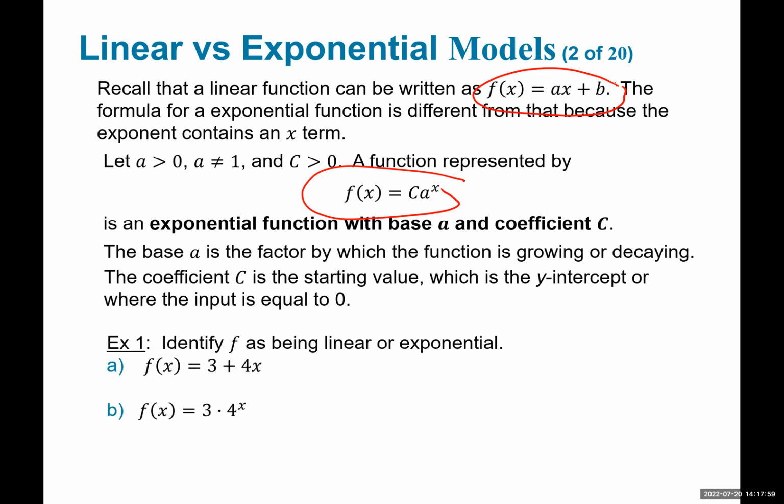So we're just going to first off identify if it's linear or if it's exponential. A is going to be linear because there is no exponent, right? It's just a linear function. Versus B, it's exponential. See the x value, it's in the exponent. That's why we call it exponential.